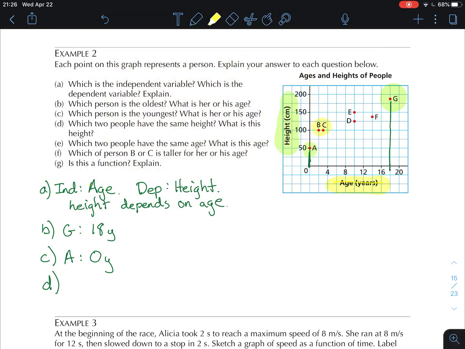Letter D. Which two people have the same height? These two guys both have the same height. If we look across, they're both 100 centimeters tall. So B and C are both 100 centimeters tall.